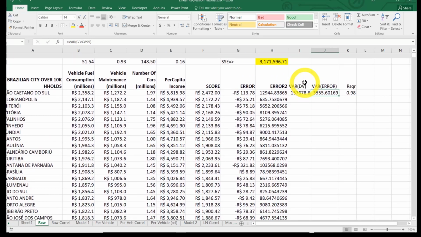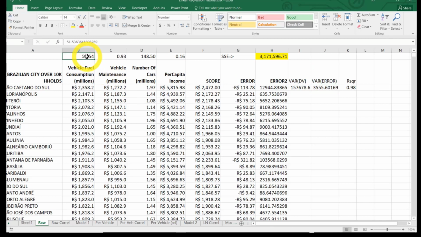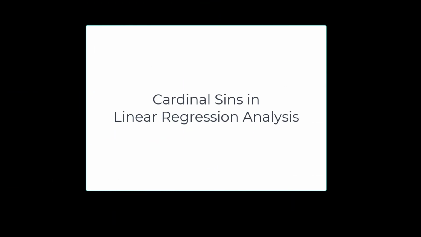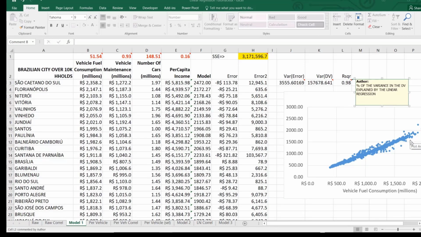And what was our linear regression? Our linear regression is 51 plus 0.93 times vehicle maintenance expenses plus 148.5 times number of cars plus 0.16 times per capita income. The fact that we were able to explain 98% of the variance in fuel consumption using only 3 predictors, vehicle maintenance, number of cars, and per capita income, seems quite impressive. However, we need to take other things into account before we accept those seemingly impressive results.